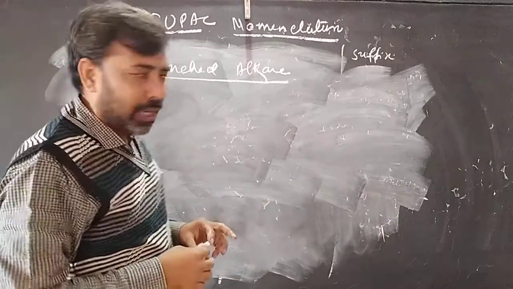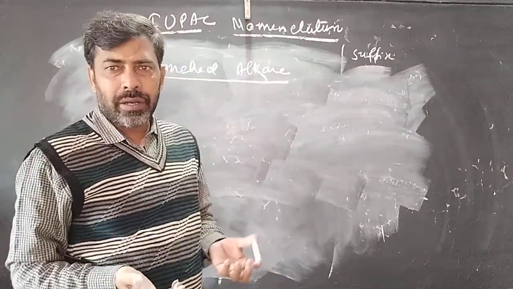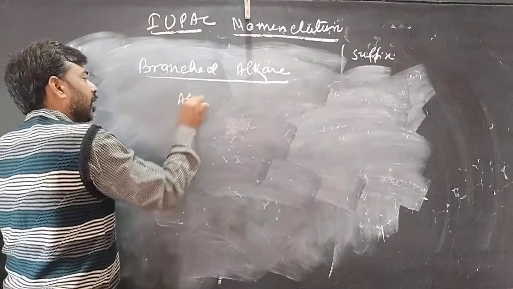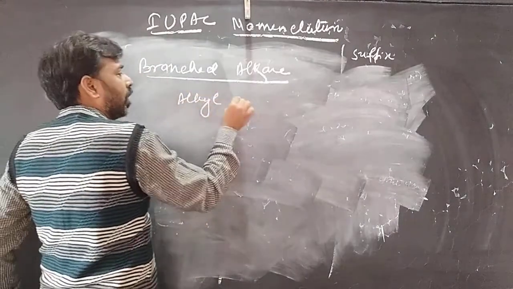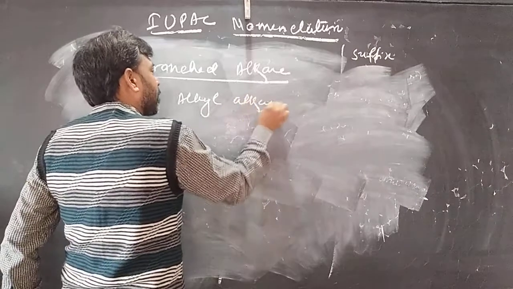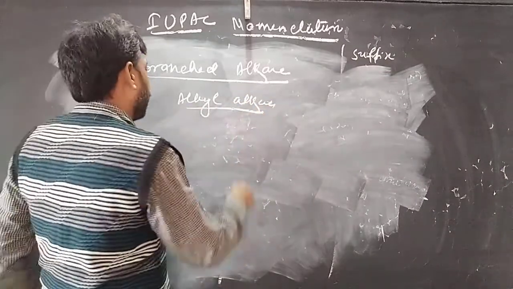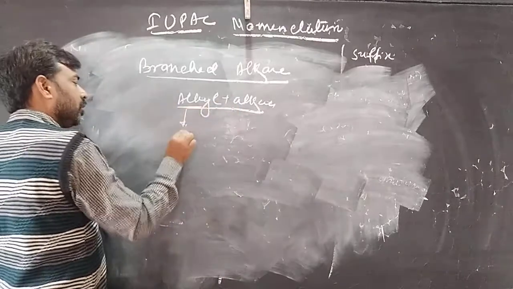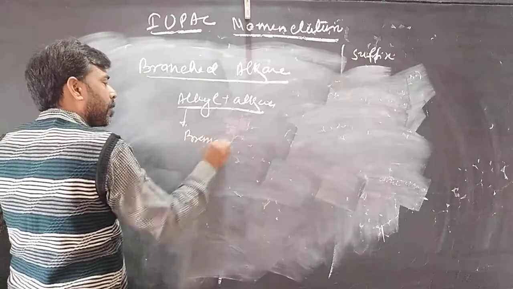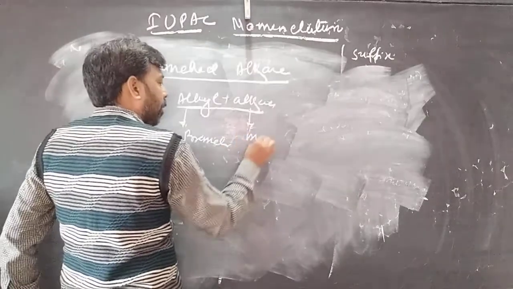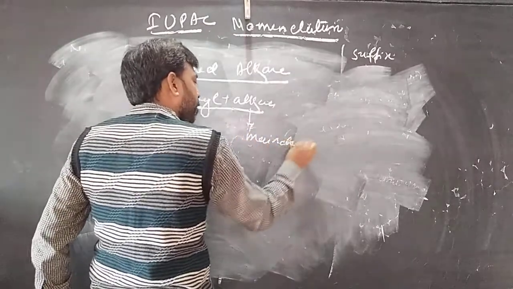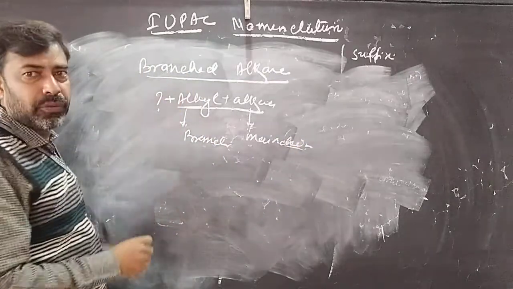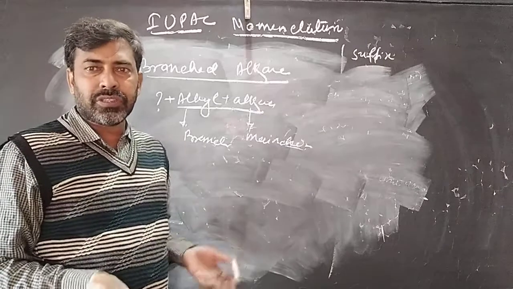In the case of the branched alkane, how will we name the compound? The name will be alkyl alkane. That means if you have to write the name, first you will write the name of the branch, then the name of the main chain, and along with that you will position the branch, where the branch is situated.